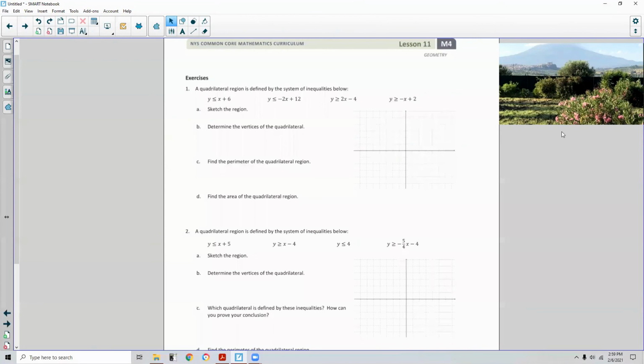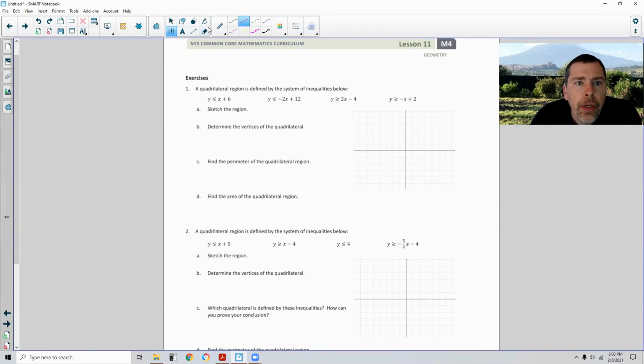Okay, page 3. Oops, forgot that. Page 3, quadrilateral region is defined by the system of inequalities below. The first thing I want to look at when I'm going to graph this, it says sketch this region. These 4 inequalities have an equal sign, so these are all going to be solid lines. The next thing I want to look at is the y-intercepts: 12, negative 4, 2, and 6.